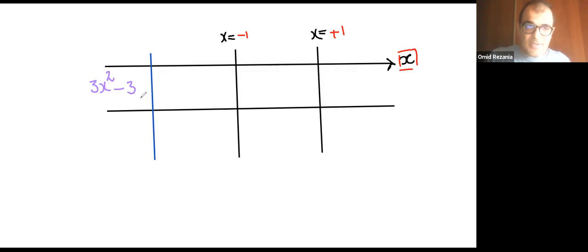Then look at this. At these 2 points, which are x equal to -1 and x equal to +1, what is the value of this f prime of x? It becomes 0, right? Because these 2 points are the roots of this function. As a result, these values produce 0.